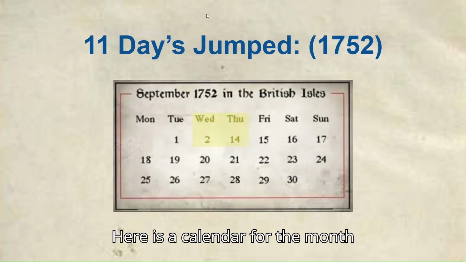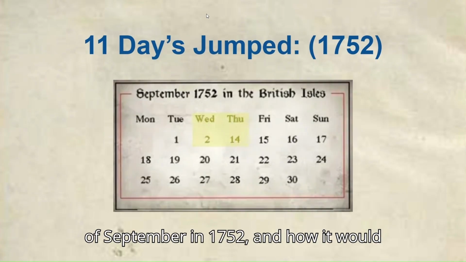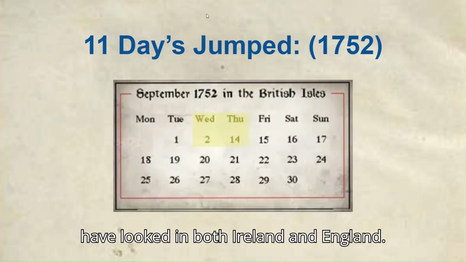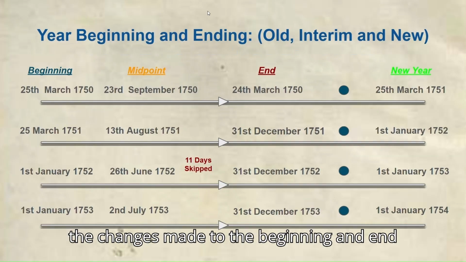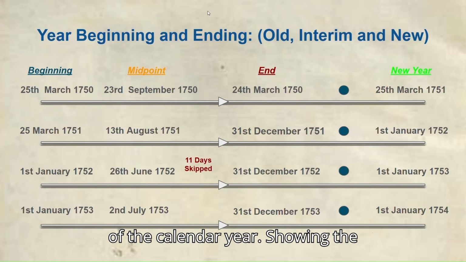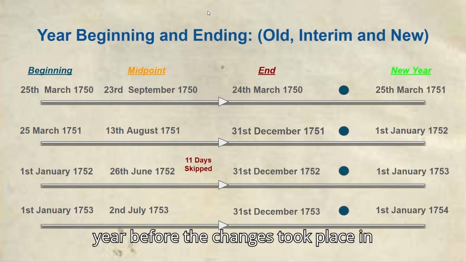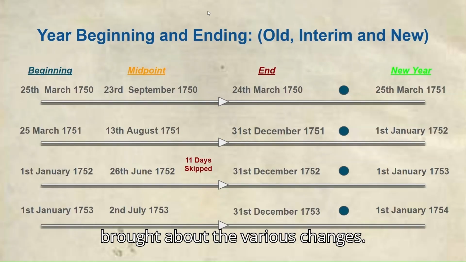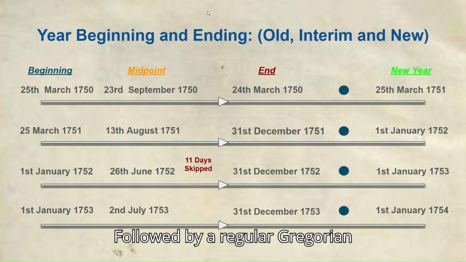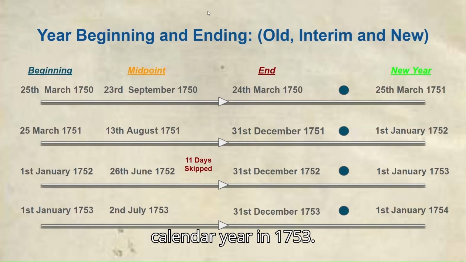Here is a calendar for the month of September in 1752 and how it would have looked in both Ireland and England. Here is a chart I developed to explain the changes made to the beginning and end of the calendar year, showing the year before the changes took place in 1750, the two interim years, 1751 and 1752, that brought about the various changes, followed by a regular Gregorian calendar year in 1753.